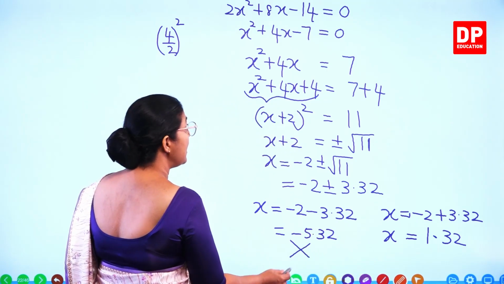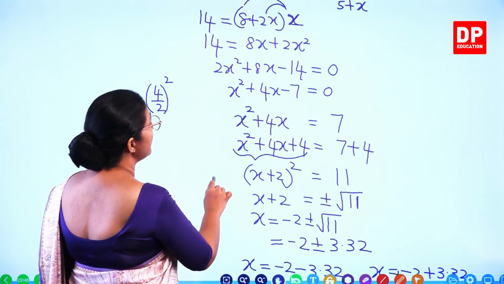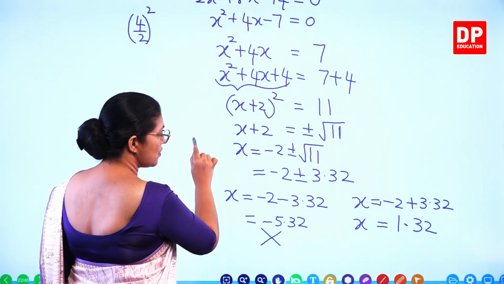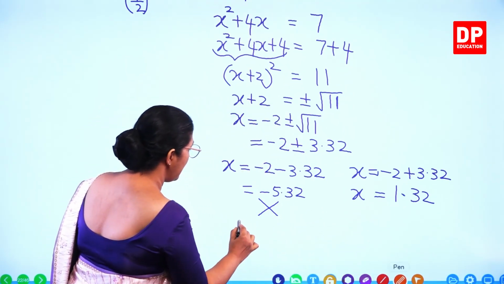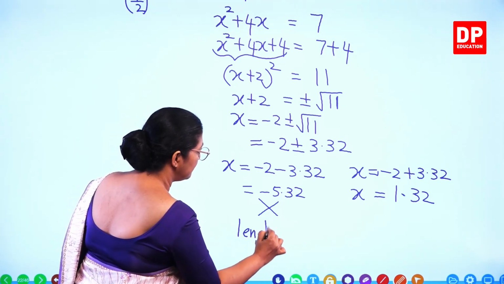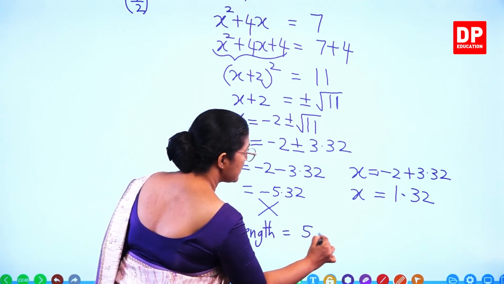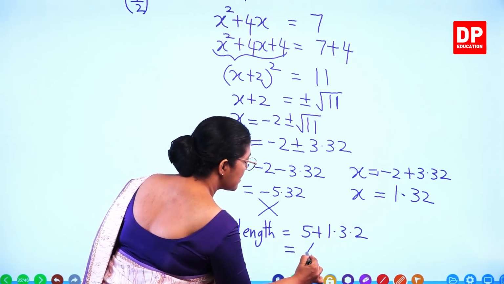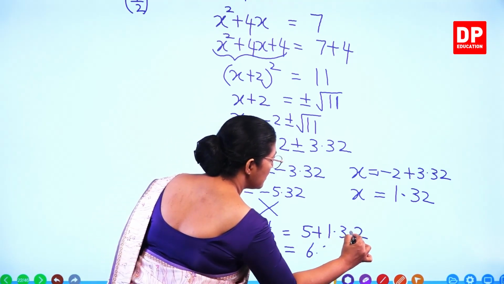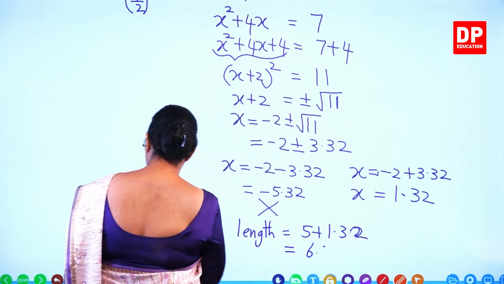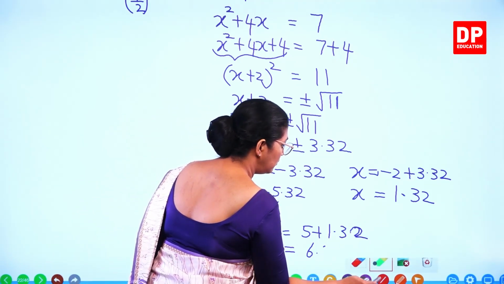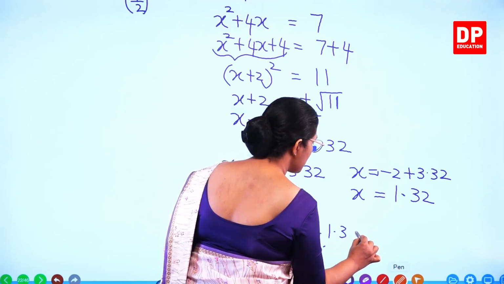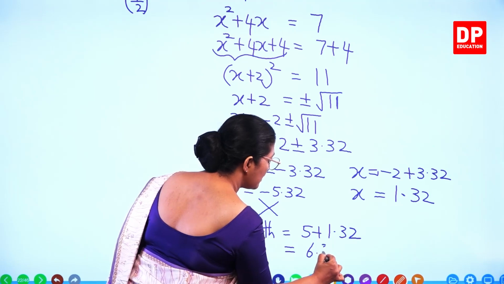Then what is the length of the rectangular part? That's 5 plus x. So what is 5 plus x? So the length becomes 5 plus x. That means 5 plus 1.32. That's 6 point, yeah, this is 2, 6.32.